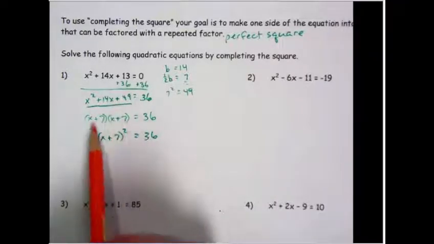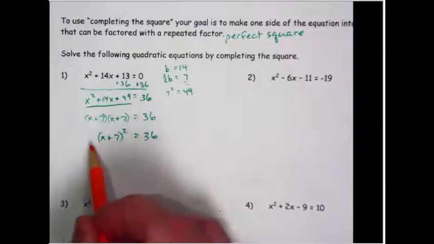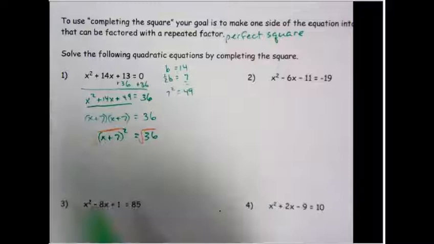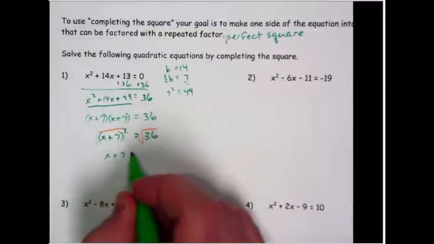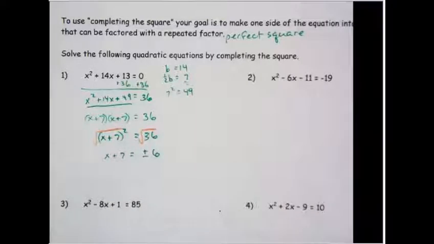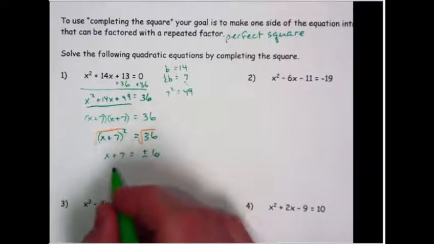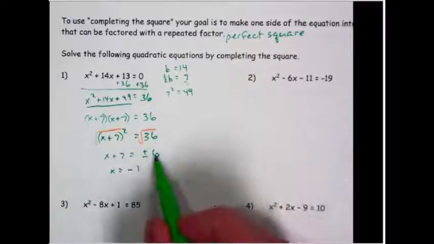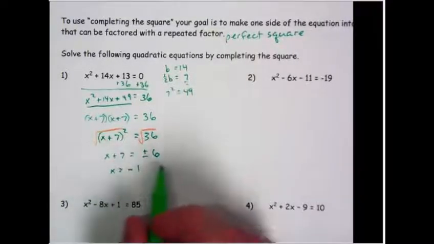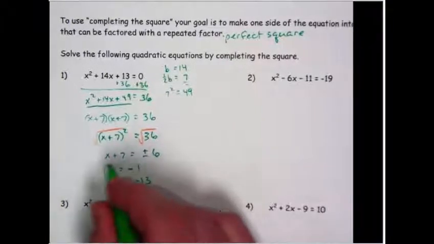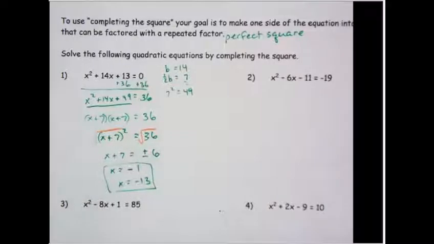We've made this thing into a perfect square so that we can actually do the square root and solve that way. So this would give me x plus 7 equals positive and negative 6. So we would subtract 7 from both sides, and we would get x equals negative 1 if you do positive 6 minus 7, and then negative 6 minus 7, x would be negative 13. Here are your two answers. Okay, I'll do one more.